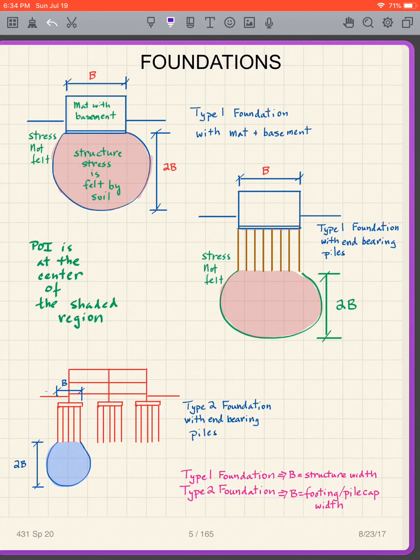So for the purposes of this class, so that it's easy for us to talk about these, I'm going to call a type 1 foundation one where B is the entire structure width, and a type 2 foundation one where B is the footing, or the pile cap width. So two different types, I'll call them type 1 and type 2, just so it's easy for us to discuss them.